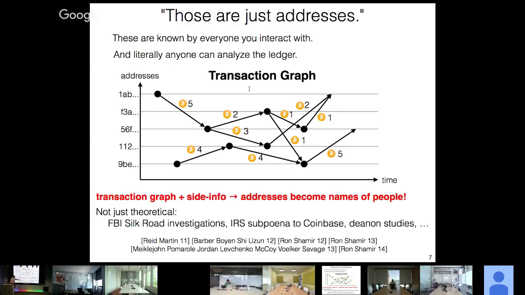A maybe more recent example: how many of you have heard of the subpoena to Coinbase? The IRS issued something called a John Doe summons to Coinbase. It said, please turn over the identity of all your registered customers from 2013 to 2015. By the way, when you use an exchange for Bitcoin, you have to hand over your identity. So Coinbase does know your address and your real world identity, okay?